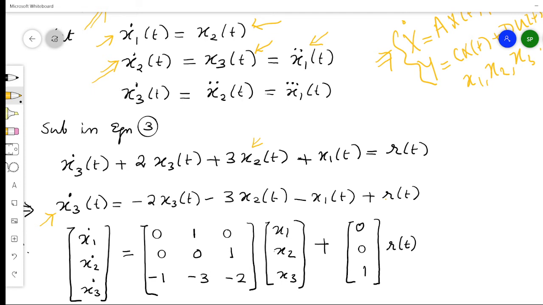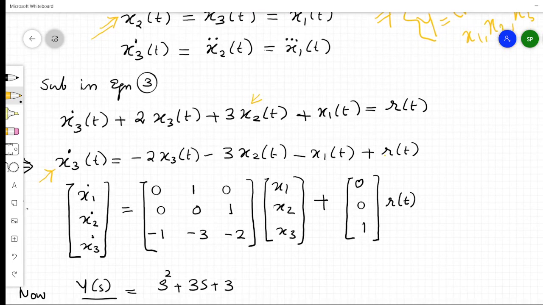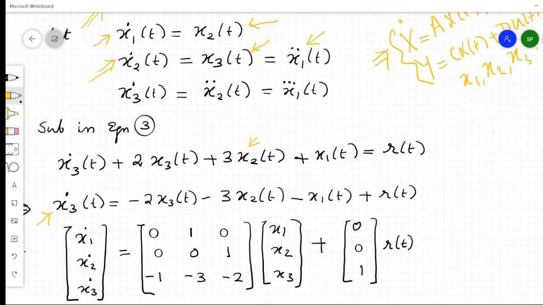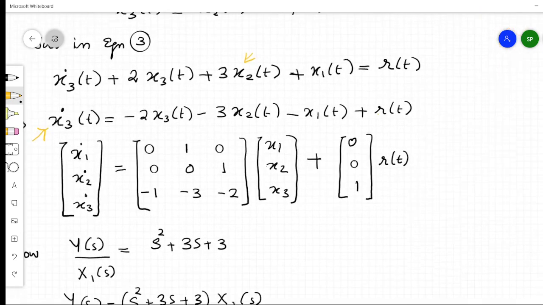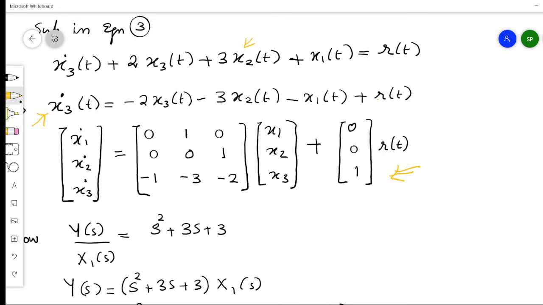Okay, so then we can write it in matrix form, that is the coefficients we wrote, and the variables are x1, x2, x3. So that plus what is on this right hand side, this input variable is not present in this first equation, x1 dot t, that is 0, x2 dot t also it is 0, but x3 dot t it is present, r of t. So the coefficient is 1, so you can write it as 0, 0, 1, r of t. So you got the equation. So this is basically x dot is equal to Ax plus Bu form. Okay, so this is basically our state equation.